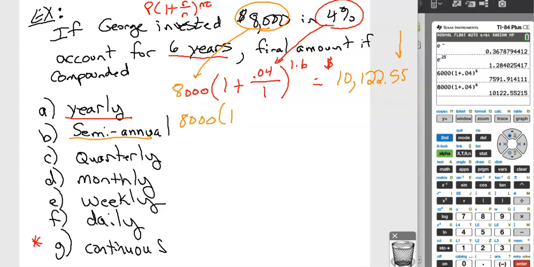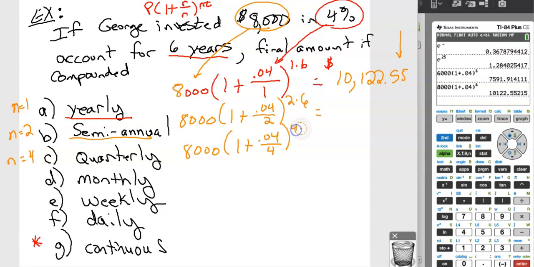Now, semi-annual, we're going to do the exact same problem. Semi-annual is twice a year, so here the n is 1, here the n is 2. So it's going to look like 0.04 divided by 2, and then 2 times 6. And then we're going to calculate that. And then this one's going to be $8,000, 1 plus 0.04. Now, quarterly means 4 times a year, so it's being done 4 times a year. This one's going to be $8,000.